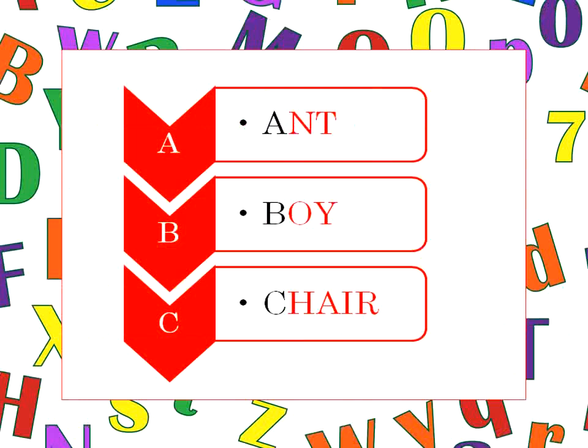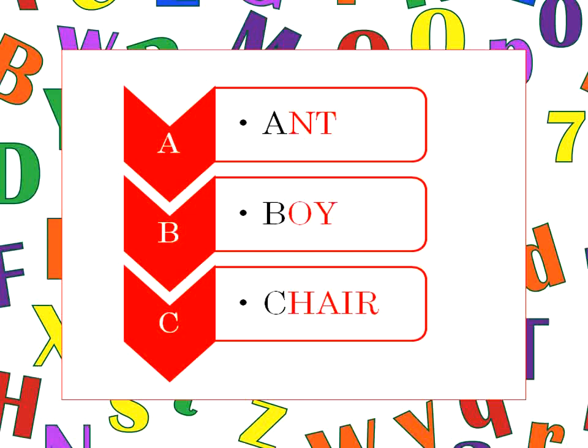See this chart given here. The words are in alphabetical order. A for ant, B for boy, and C for chair. What else do we know about these words? Yes, they are naming words, and each one belongs to a different category.